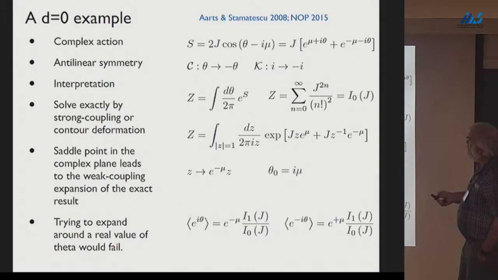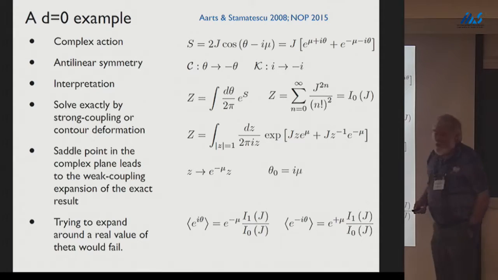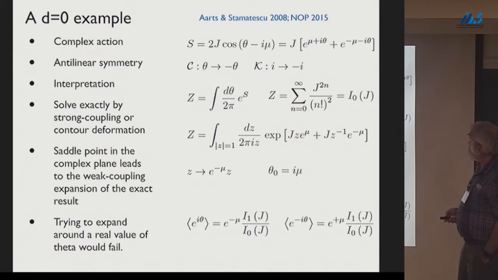And what we're going to do is compute a partition function and associated expectation values by just integrating over theta, just like so. Now, you can do a strong coupling expansion in J, and you can find that the partition function is exactly a modified Bessel function and is in fact independent of mu. So this is a model that's exactly solvable by strong coupling, or you can solve it exactly by other methods, including contour deformation, which is what I'm going to do.